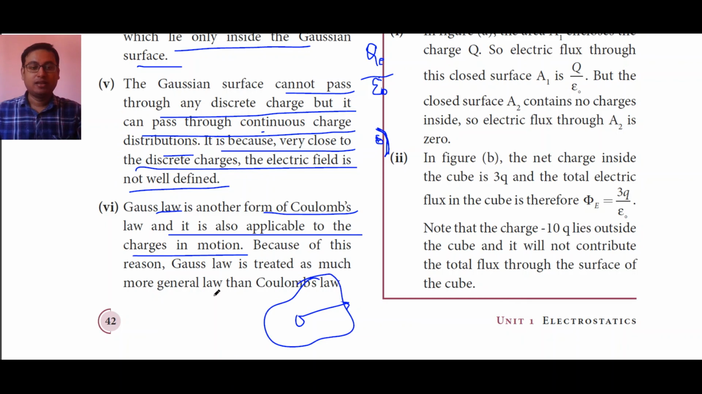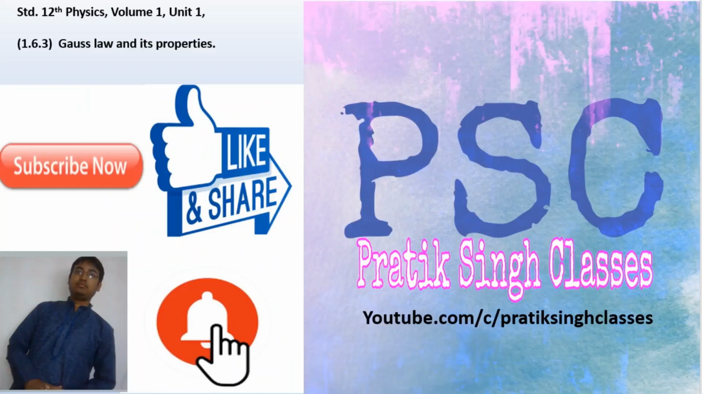Because of this reason, Gauss law is treated as a much more general law than Coulomb's law, because Coulomb's law is often taken when the charge is stationary, but Gauss law specifies more than Coulomb's law, because we can use Gauss law even if charges are moving in random directions and having a Gaussian surface of any random region or random surface.